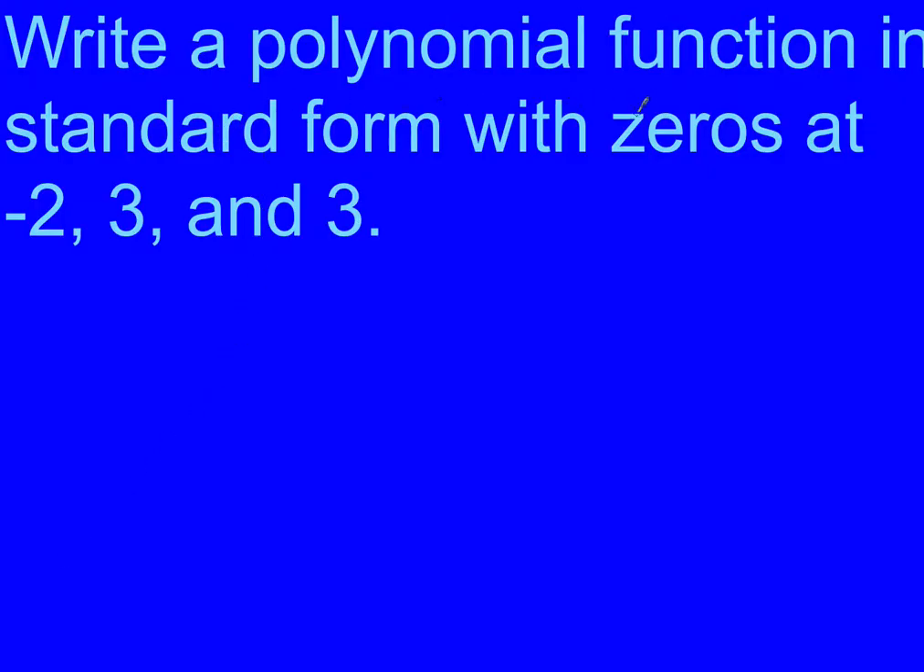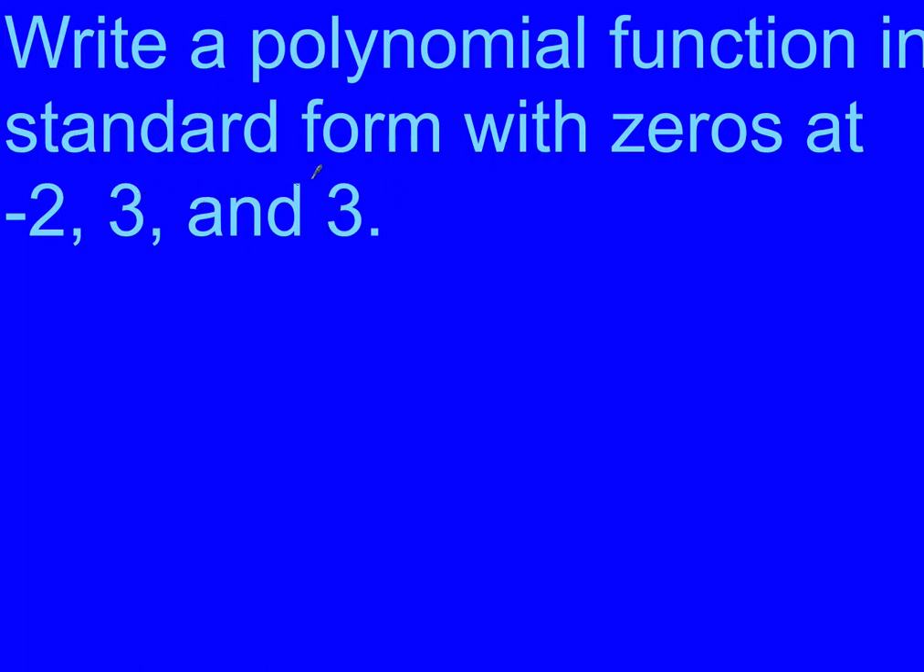Okay, so now we're going to go into reverse mode, and we're going to write a polynomial function in, that's what this word is, in standard form with zeros at -2, 3, and 3. So here you see the multiplicity. I could have said -2 and 3 with a multiplicity of 2, or you can just repeat the zeros. This is really important that you repeat the zeros. If I didn't, if I just said it has zeros at -2 and 3, I'll get a very different answer.